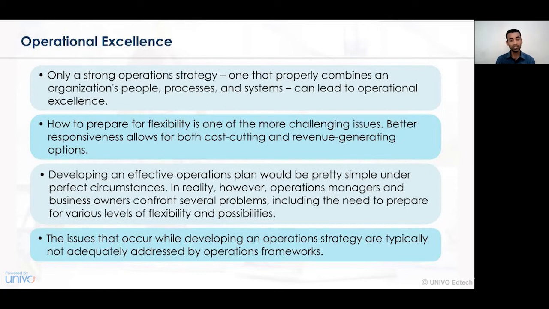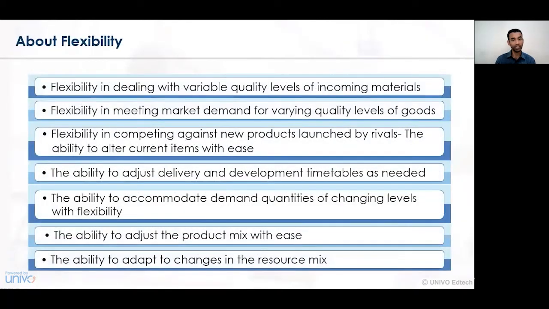And hence, flexibility in the operational plan or the operational excellence, that is, the people, process, and systems, is essentially required. Now, there are certain types of issues which require adequate information or focus. Certain types of issues which require this specific attention must be addressed in a specific framework, and accordingly, operational excellence needs to be achieved as and when it is required. Now, let's understand the concept of flexibility. In terms of flexibility, the variable quantity levels of incoming material always need to be monitored in the organization.